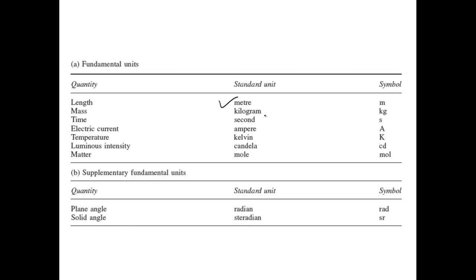For mass we have kilograms. We don't have grams as the standard unit. The kilogram acts as the standard unit, and you should be very careful about these symbols. This is very, very important. For meter we don't use capital M, we use small m. For kilogram we don't use capital K, we use small k, small g. This is also very important to remember. For seconds we use small s. For current we use capital A. For temperature we use capital K, and similarly others.